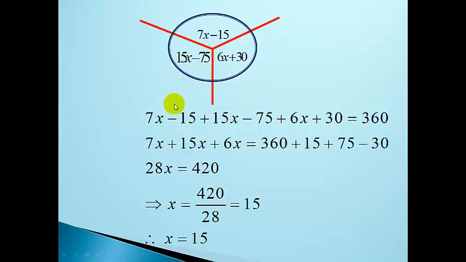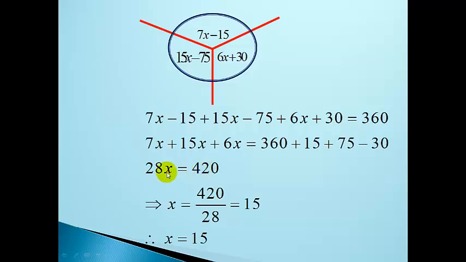And so minus 15 on the left hand side becomes plus 15 on the right hand side. Minus 75 on the left hand side becomes plus 75 on the right hand side. And plus 30 on the left hand side becomes minus 30 on the right hand side. Now 7x plus 15x equals 22x. And 22x plus 6x equals 28x. This is equal to 360 plus 15 plus 75 minus 30 is equal to 420.